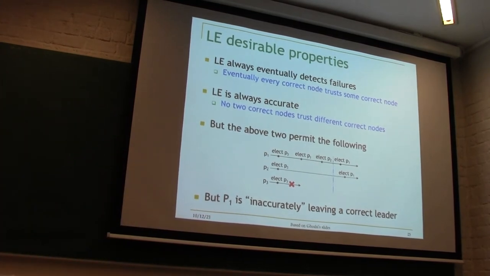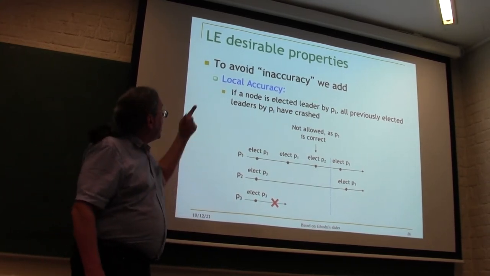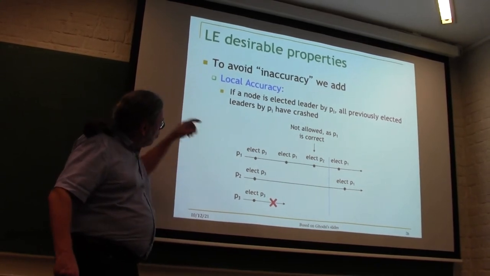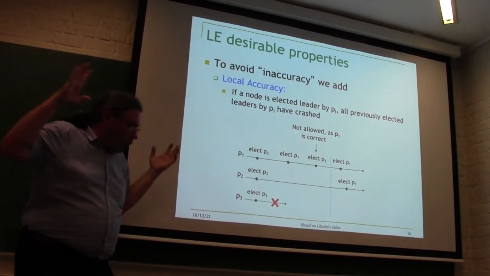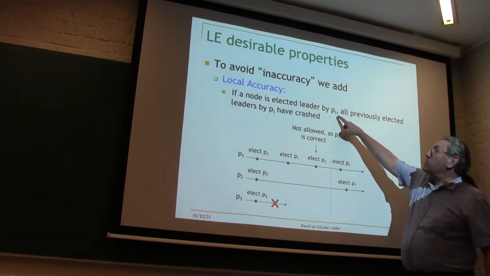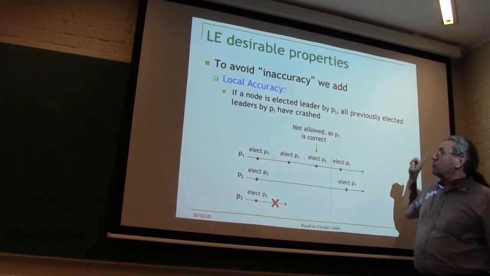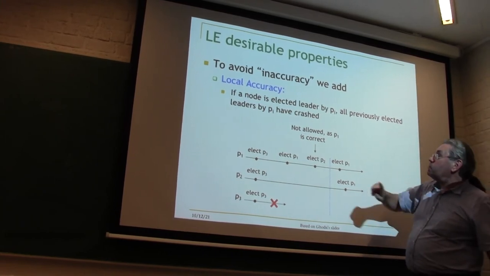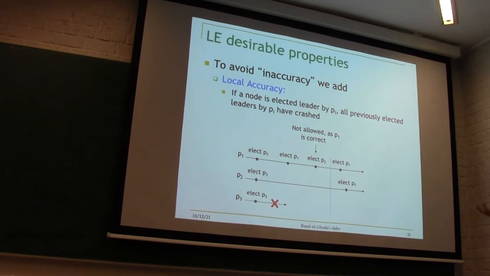I'm going to say, I don't want P1 to be flipping back and forth. So I'm going to add a third property, okay? The previous ones were two properties, but I'm going to add a third one. I don't want P1 to start flipping. So which one do I add? Well, it's not that easy. There's no recipe for that. Here, for example, you could say, if a node is elected leader by P1, all previously elected leaders by P1 have crashed. That means P1 can only change leaders if the one that it has actually crashed. Otherwise, it's not allowed to change. Okay, so we can add that property.